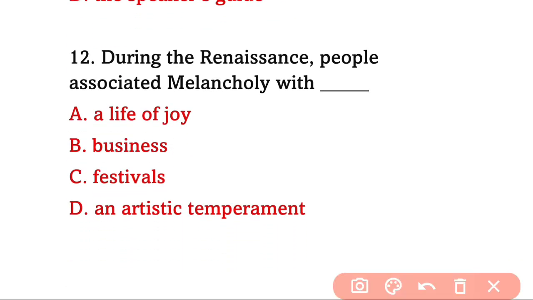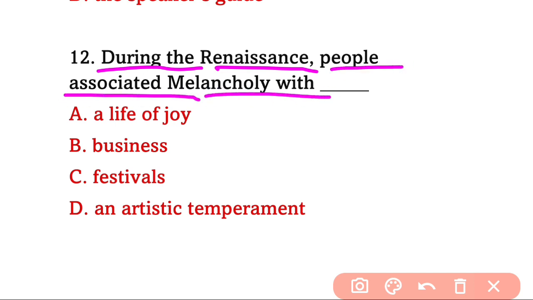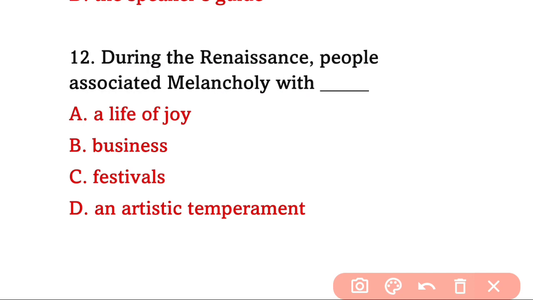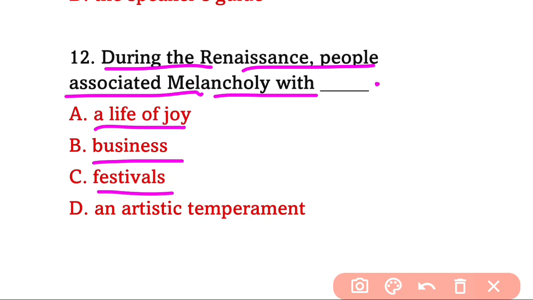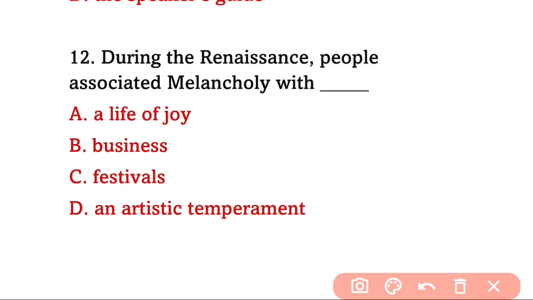Next question, question number 12. During the Renaissance, people associated melancholy with blank. What will be the answer? A life of joy, business, festivals, or artistic temperament. The answer will be artistic temperament. Option D is correct.